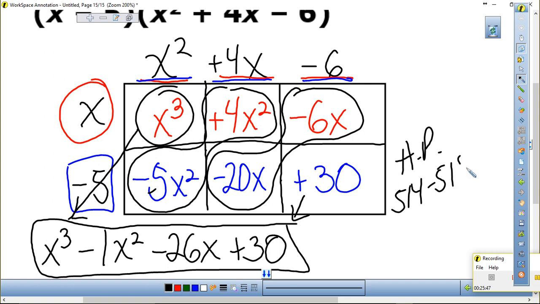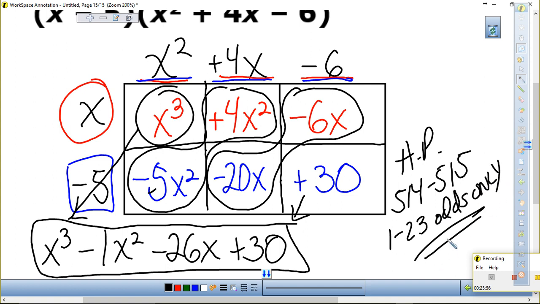All right, so your home play for this weekend is found on pages 514 through 515, and I want you to work on numbers 1 through 23, odds only.